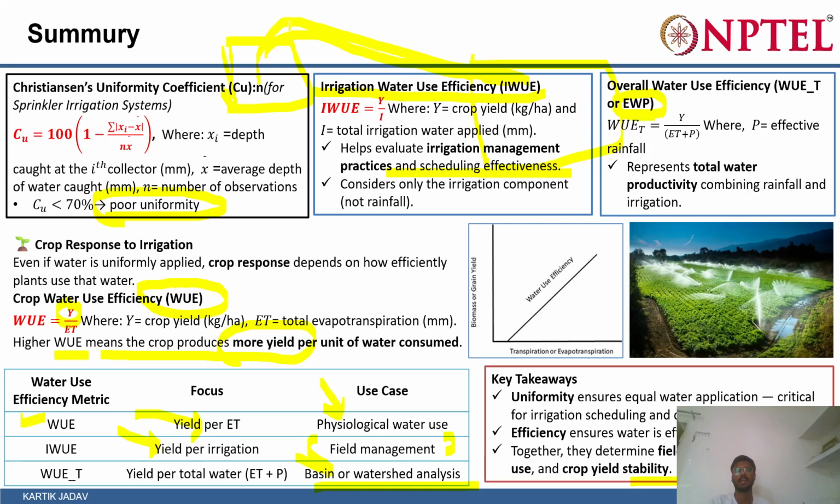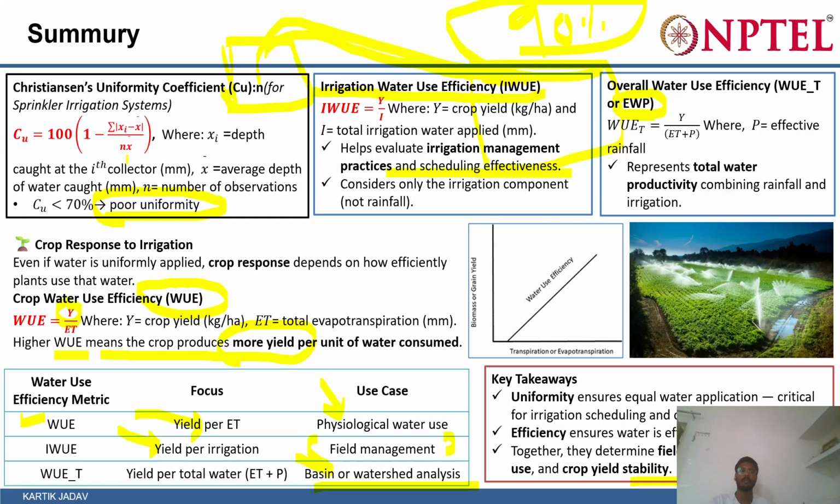Suppose you are getting 90% efficient water application, but this alone does not represent what is happening, because it is not telling about the uniformity of water application throughout the field. So to check that, we need to understand the uniformity coefficient and how uniformly we are applying water.